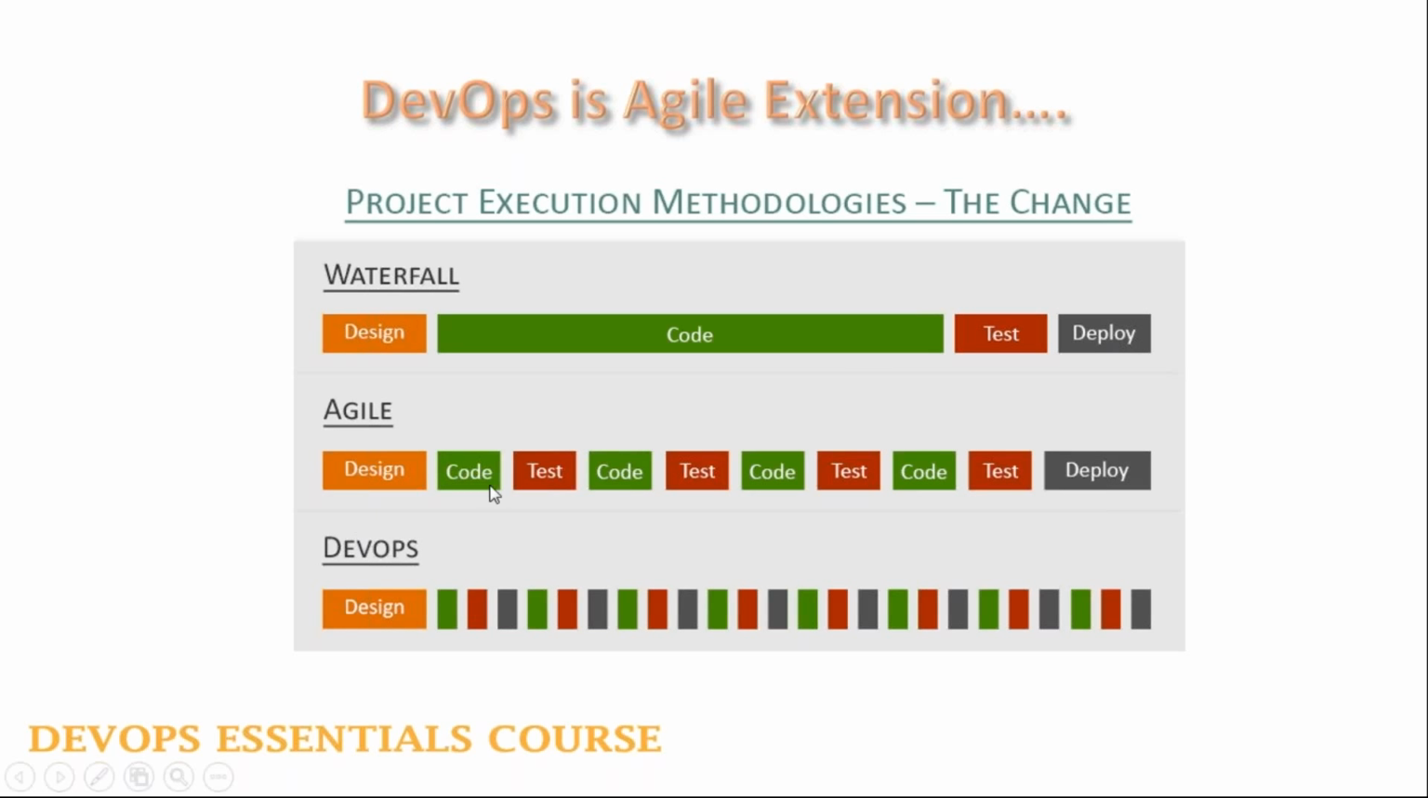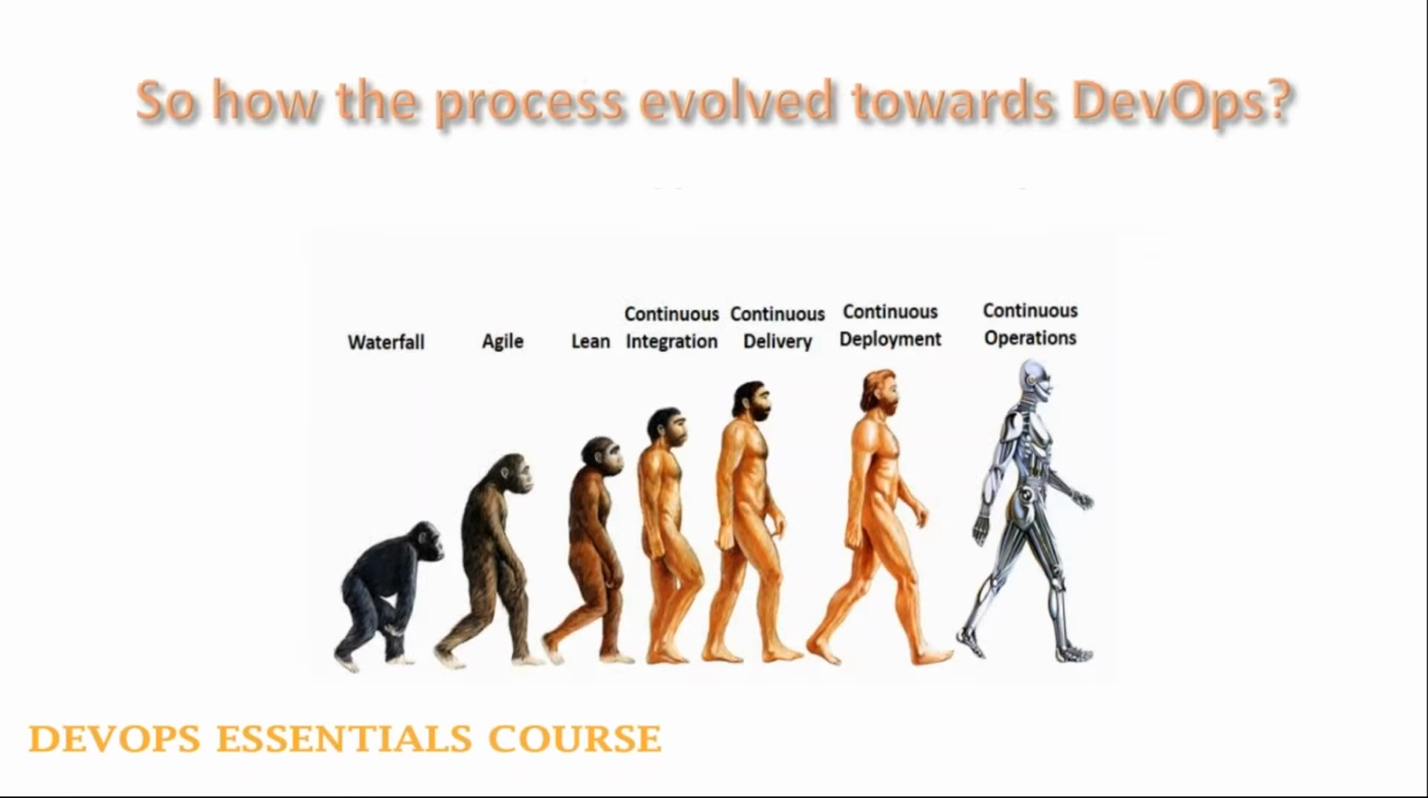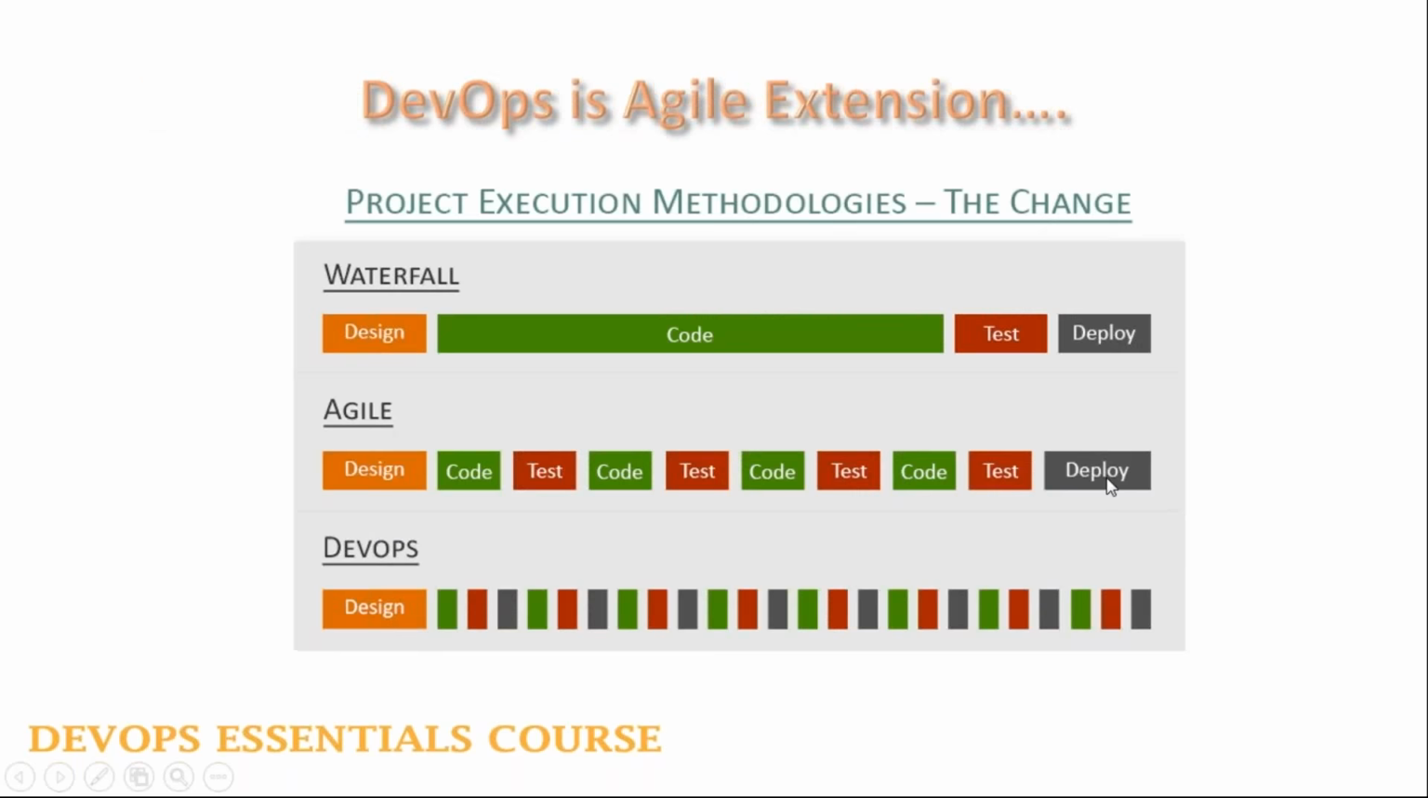In case of Agile, we are doing coding and testing. I have already said we have split the requirement, and on top of that, we have started working. But still, deployment is at the end. You need to deploy the complete product, and that time we were facing issues, and that's a business setback. But in case of DevOps, your coding, testing, deployment, everything will go.